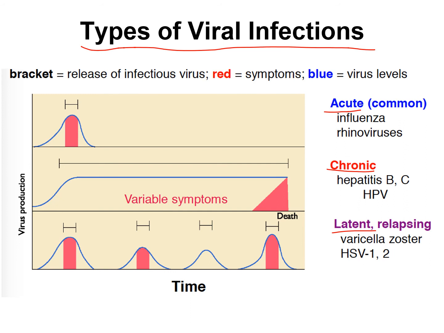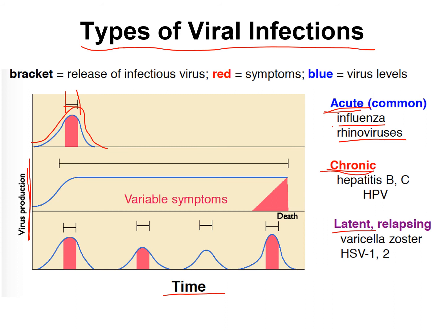And these are referring to two things: how much virus is produced during the infection and how long the infection lasts. So the first term, acute, refers to a very short time. So this could be hours to weeks. And during that short time, you get a very high level of virus produced over a short time. Some examples of this are influenza, the flu, and rhinovirus, the common cold. Also, another acute infection would be Ebola.